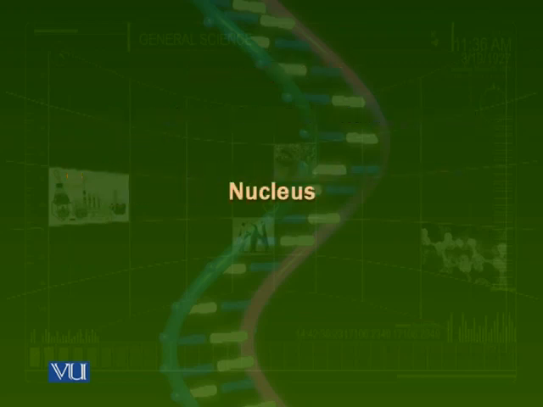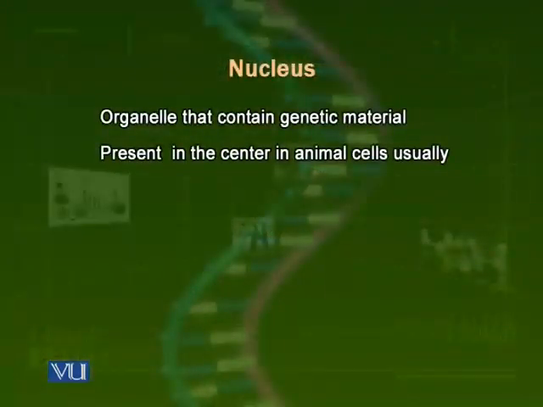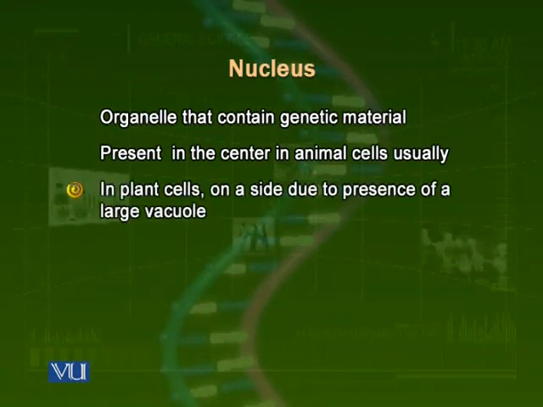First of all, the nucleus. Nucleus is a very important part of the cell. It has the heredity, the genetic material in the form of chromosomes. Nucleus is present usually, for example, in animal cells in the center, but in plant cells, the nucleus is not present in the center because particularly the mature plant cells have a very large vacuole present in the center. Due to that, nucleus is moved towards a side. So in plant cells, nucleus is present towards the side, and in animal cells, mostly it is present inside the center.